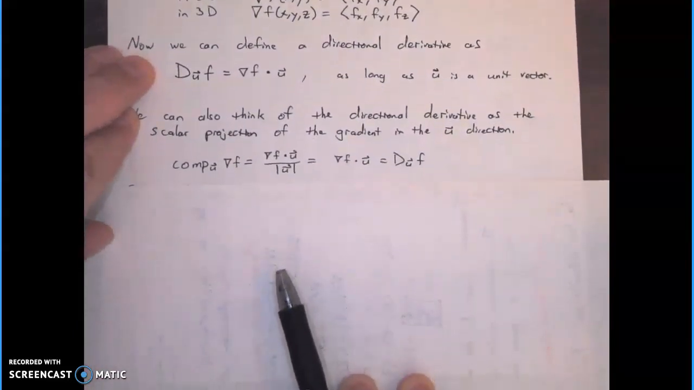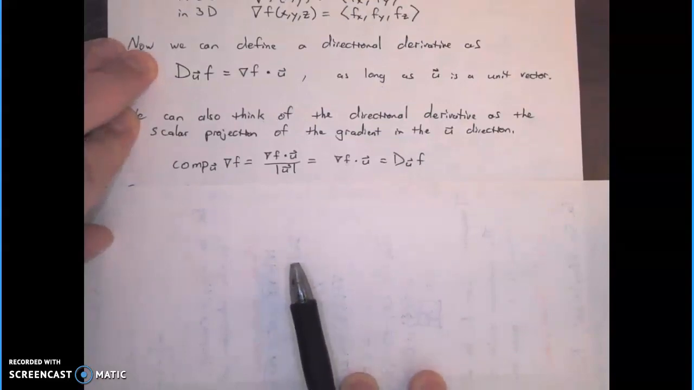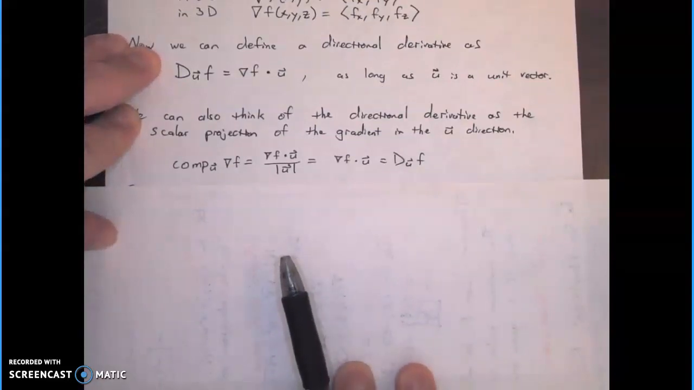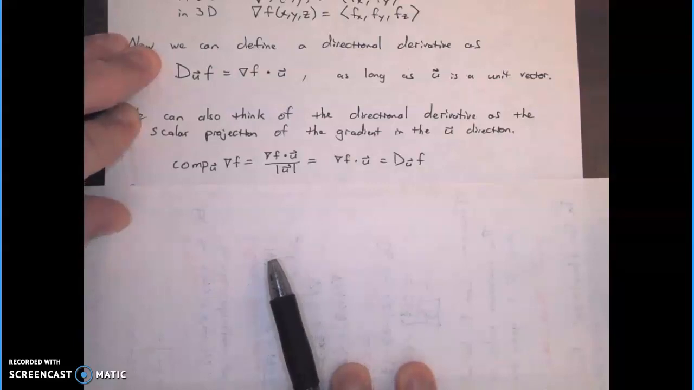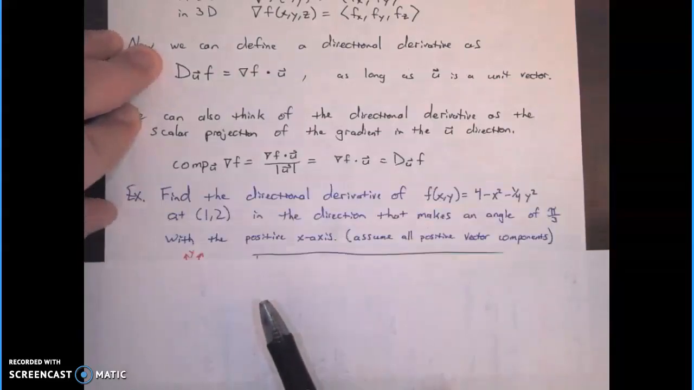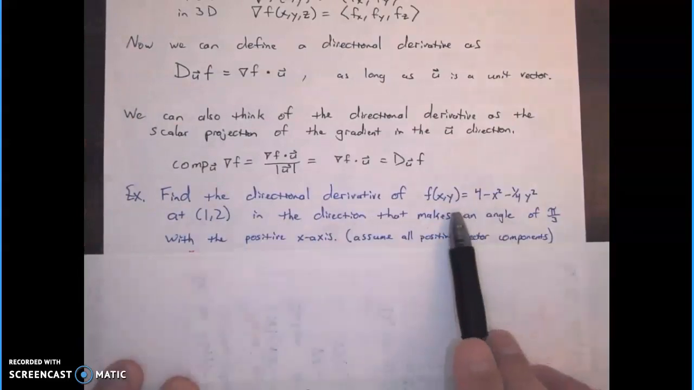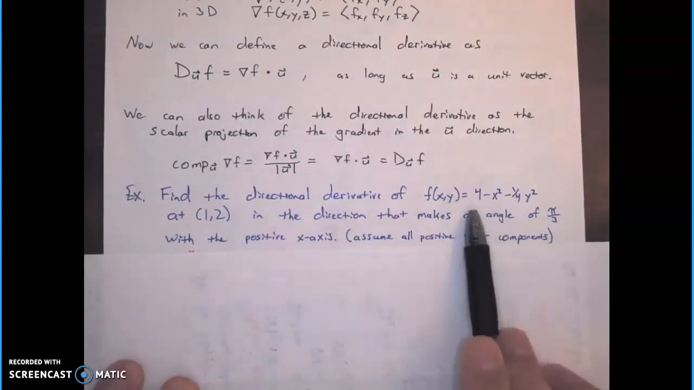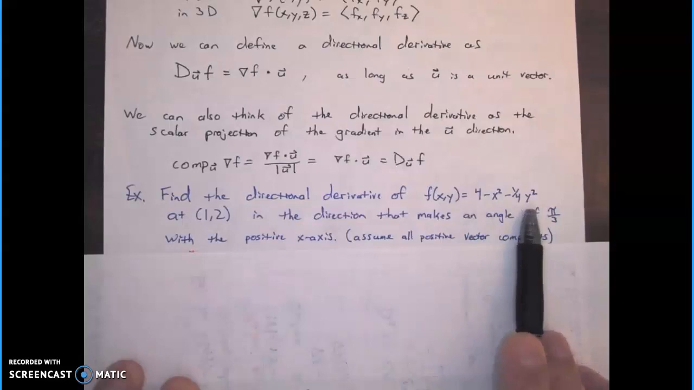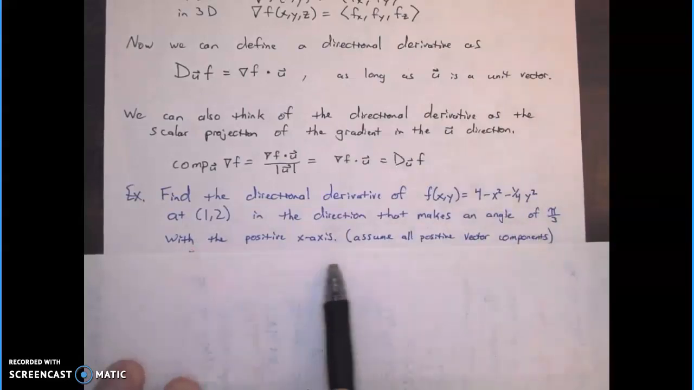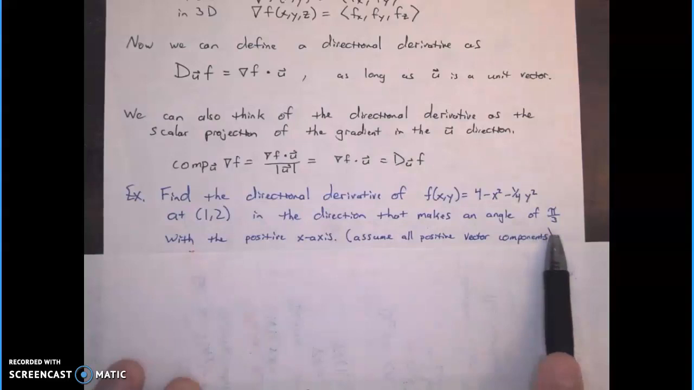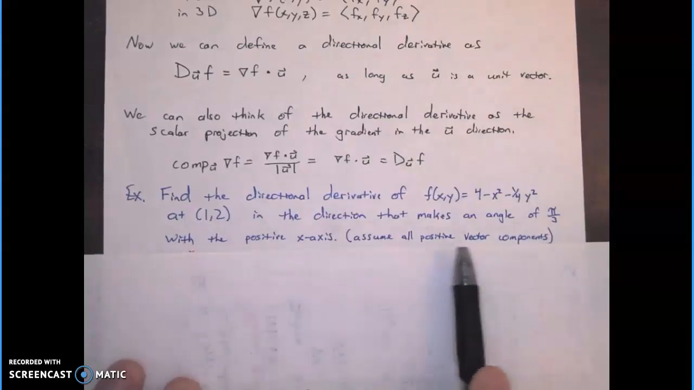Now to finish up, we're going to take a look at a couple of examples, and in the next video we'll talk about what the geometric interpretation of the directional derivative is. But for now, let's look at a couple of quick examples. So first, find the directional derivative of this function f, 4 minus x squared minus 1/4 y squared, at the point 1, 2, in the direction that makes an angle of pi over 3 with the positive x-axis. Assume that this direction vector has all positive components.